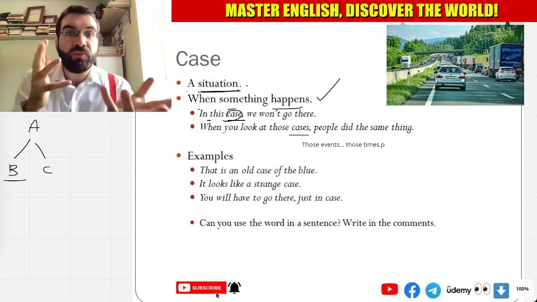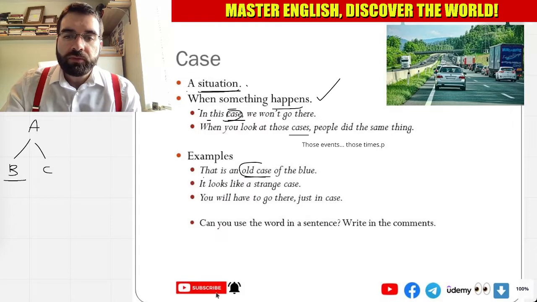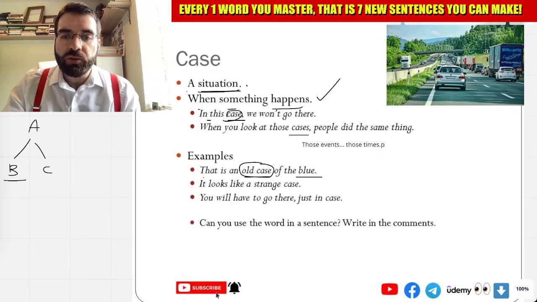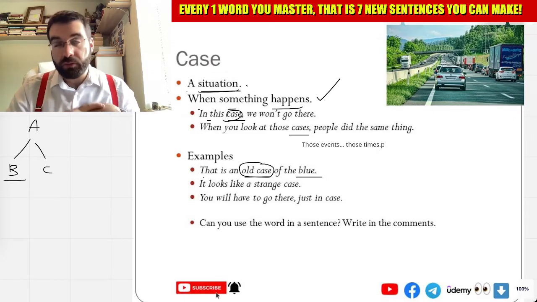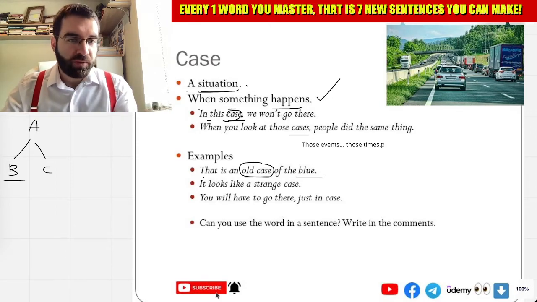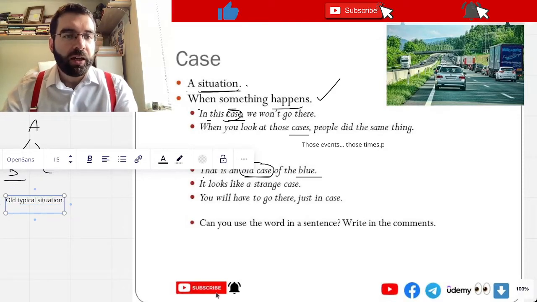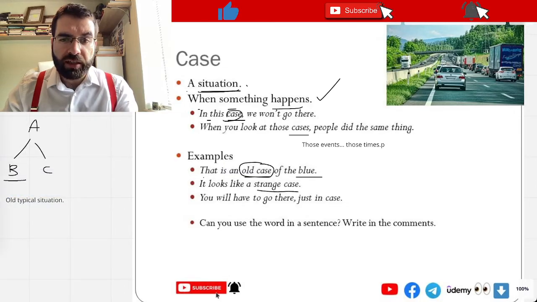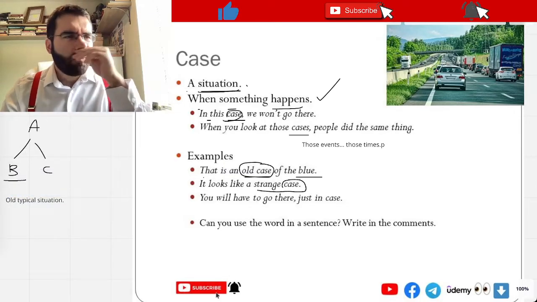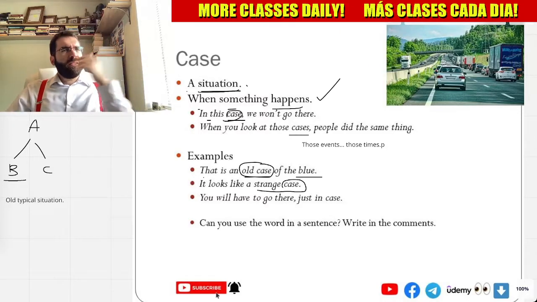The situation when something happens. That is an old case of the blues, an old situation, old scenario of the blue being a bit sad, being a bit down. An old case, old typical situation. It looks like a strange case. Like, really? Why did that happen? How could that have happened? That was really weird. How did that happen?